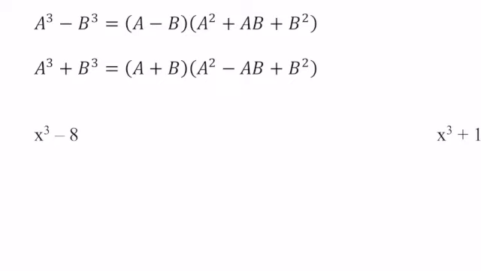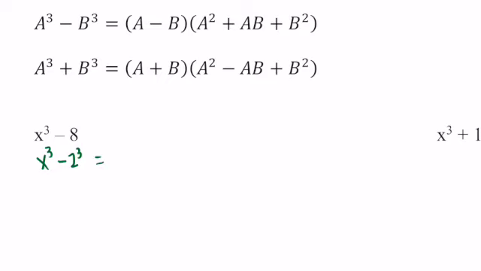When you're factoring a sum of cubes, a cubed plus b cubed is equal to a plus b times a squared minus ab plus b squared. So for example, looking at x to the third minus 8. 8 is the same thing as 2 to the third. So here we have a difference of cubes, x to the third minus 2 to the third.